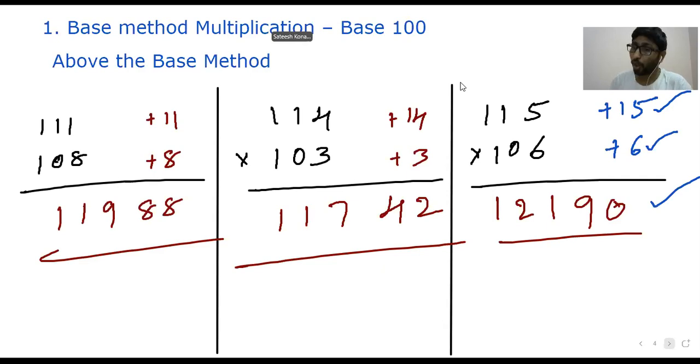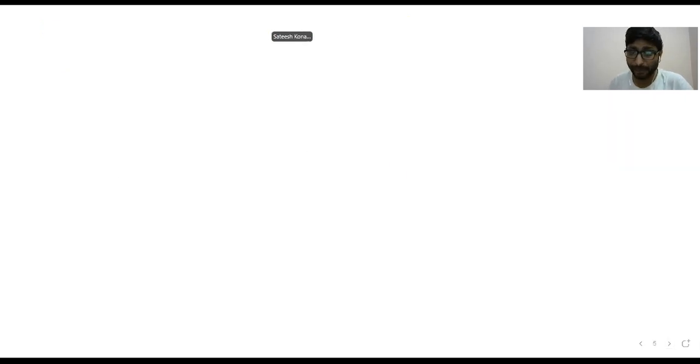Similarly, if I go for a new method, now this is the base 100, 2 methods. The next method is I go for a base of 1000. Base method multiplication 1000. Before going to solve the 1000 multiplication, I would like to tell you one rule.